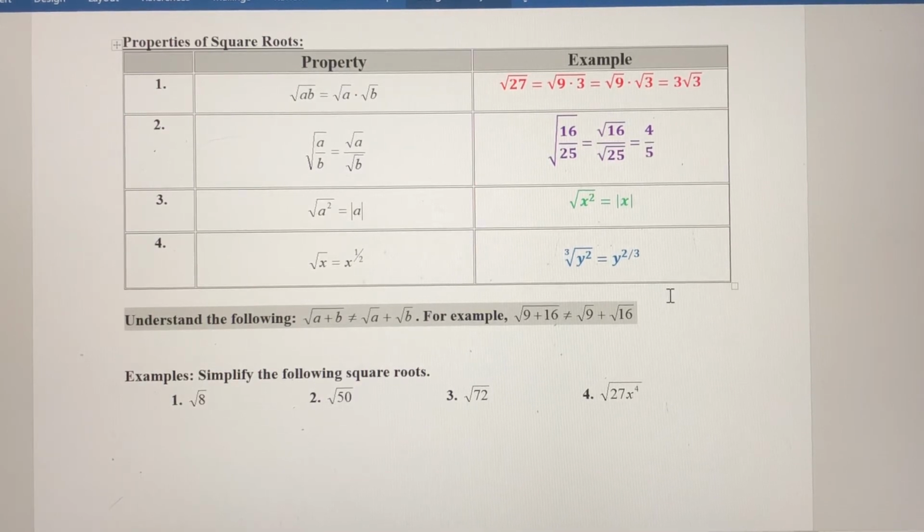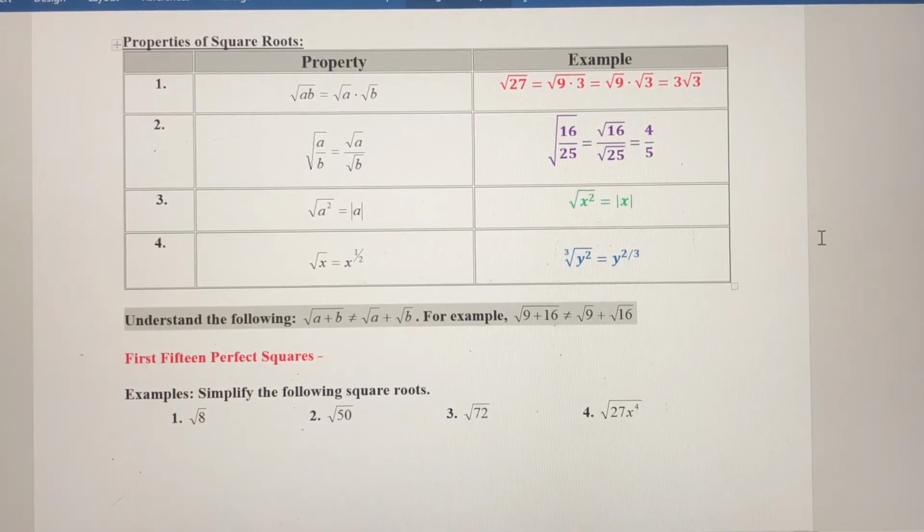One of the things we're going to need to do is we're going to need to know what perfect squares are. And I'm going to give you the first 15. Okay? They keep going, of course. That list goes on infinitely. The first 5 are 1, 4, 9, 16, and 25.